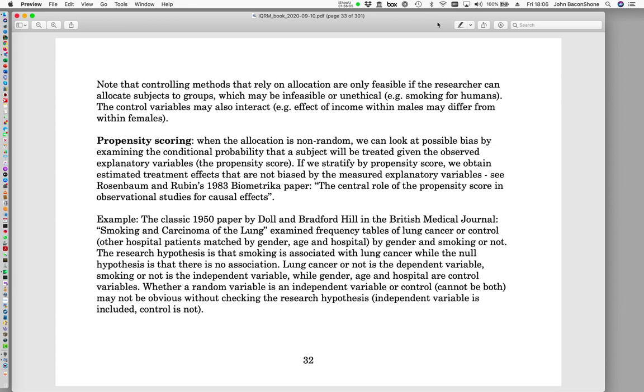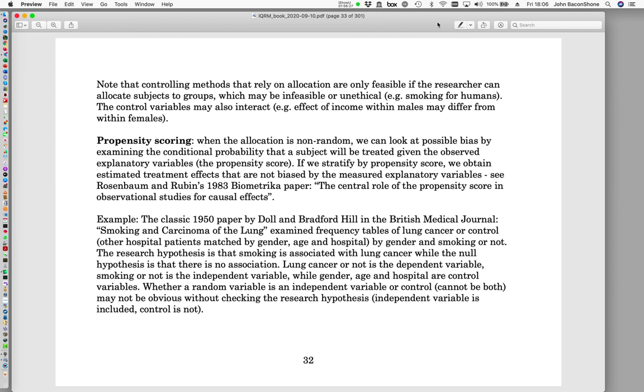Now, as I mentioned, controlling methods that rely on allocation are only feasible, A, if we can do the allocation, and B, there is not an ethical problem with the allocation. We may also have problems that the control variables may also interact. So how do we deal with some of these problems?